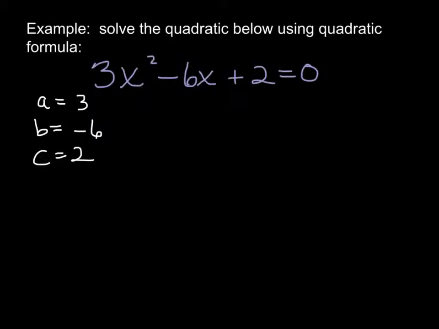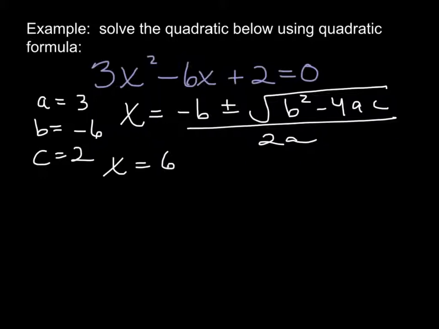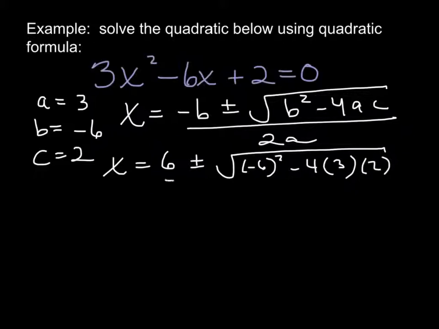So my quadratic formula tells me that the roots, the x values for this, are going to be the opposite of B plus or minus the square root of B squared minus 4AC, all over 2A. All right, so let's plug them in. The opposite of B would be the opposite of -6, so it would be 6 plus or minus. Let's see what we have in this square root. We have -6 squared minus 4 times 3 times 2, all over 2 times 3.